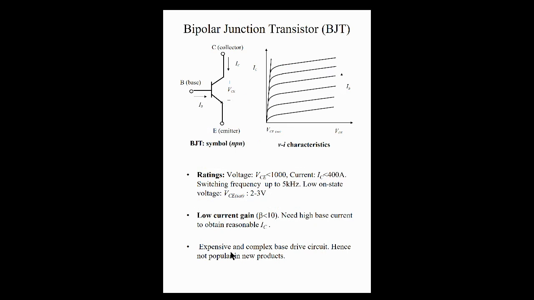All right, so the BJT, you should be familiar with it. You have your base, your collector, your emitter, and of course the typical IV curve is shown here in the top right hand corner. Now this type will have a voltage rating as high as 1000 volts, current as high as 400 amperes, and your switching frequency, right?